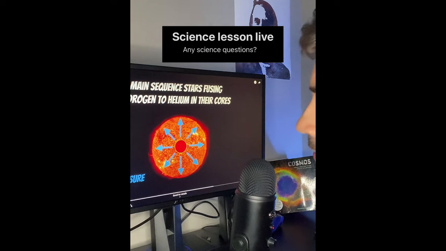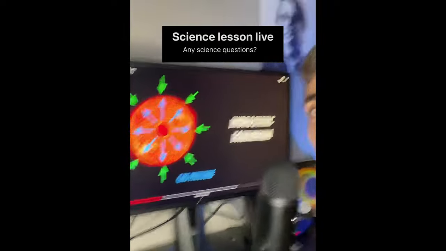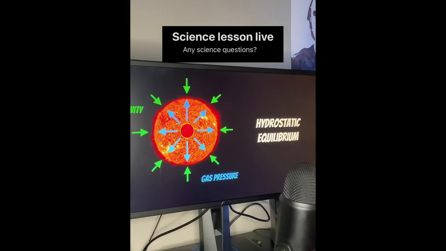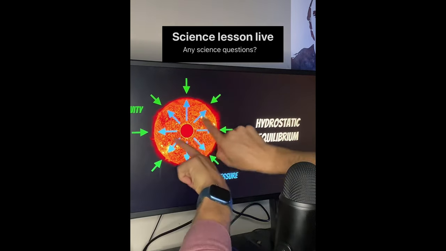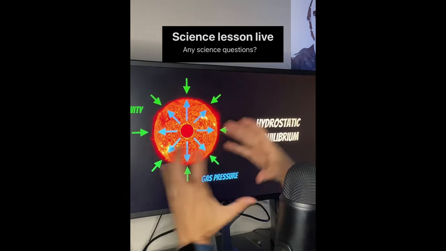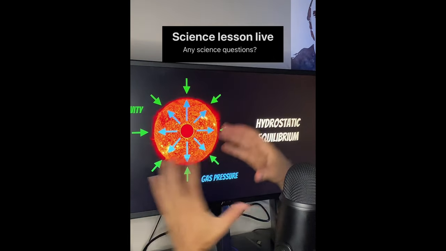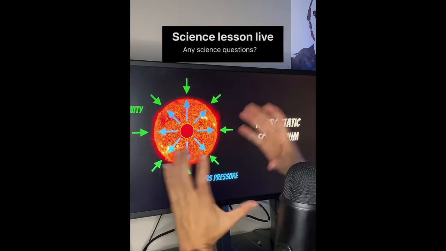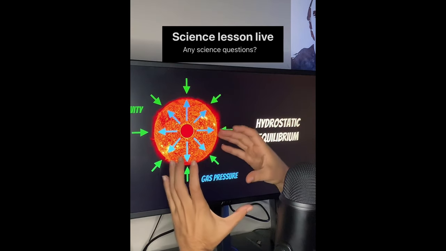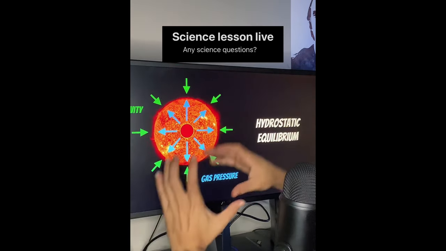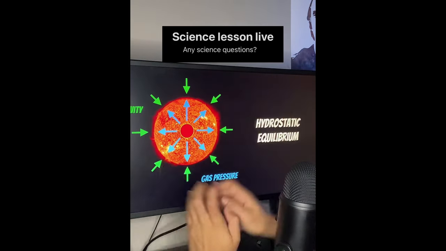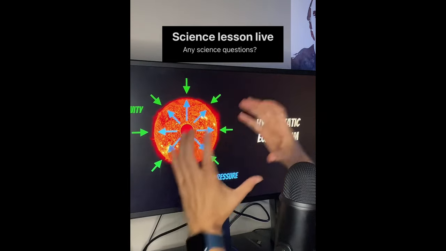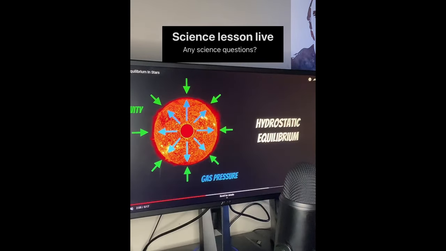So you have these two pressures fighting against each other. You have gravity wanting to push it inwards, and then you have light and stuff going outwards. And these two pressures become a hydrostatic equilibrium, and that's what makes a star stable. It goes into this equilibrium between the pressure of gravity keeping it inward and the pressure of gas going outwards. That is how a star is stable, okay?